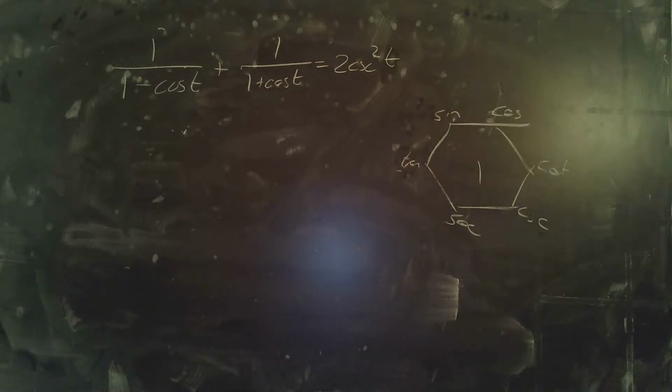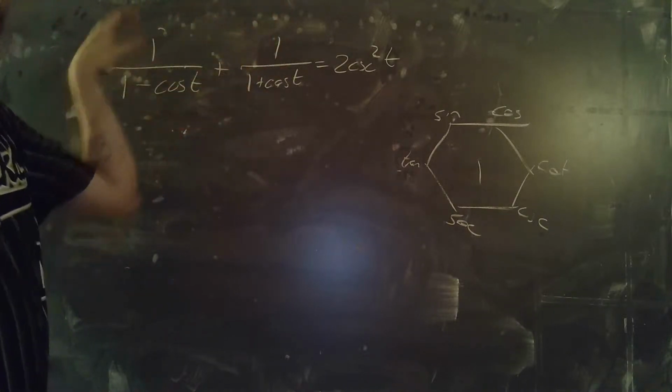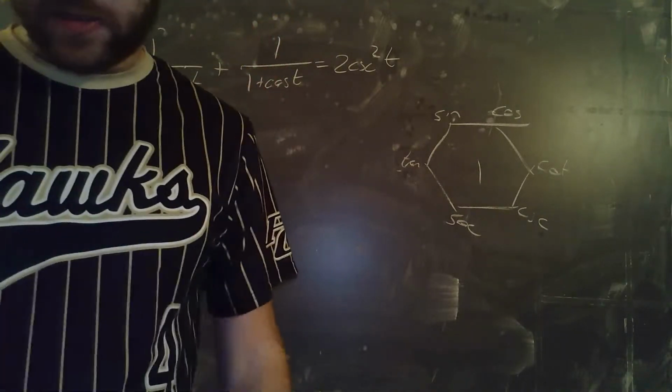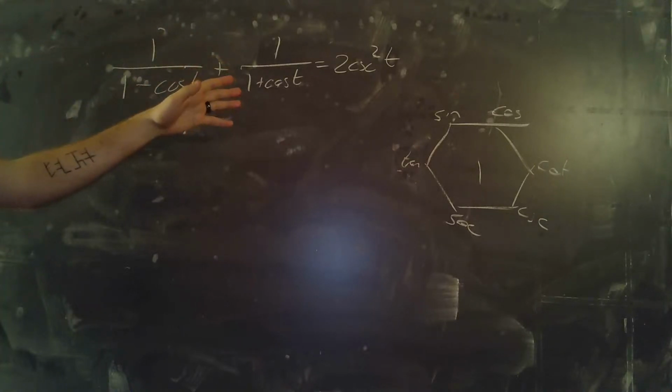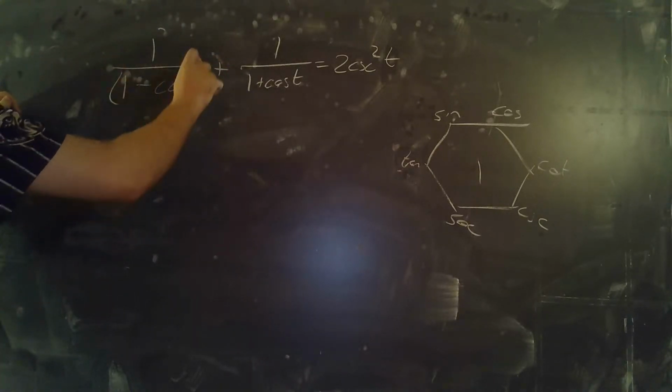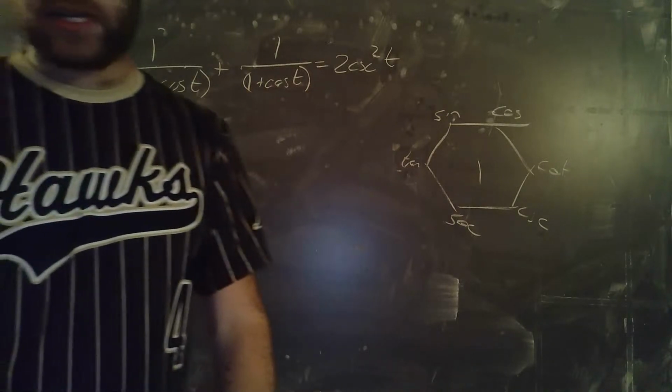So again, when you don't know how to start something, always start with the checklist. Now the checklist here says, do you see Pythagoras on the more complicated side? And no, we don't. So do we see any products or quotients? Obviously not. Notice that we have 1 minus on bottom and we have 1 plus on bottom.